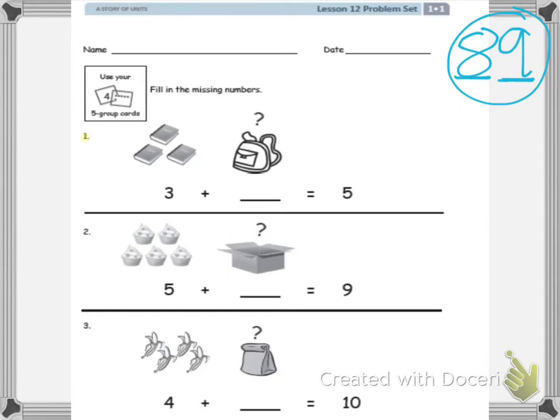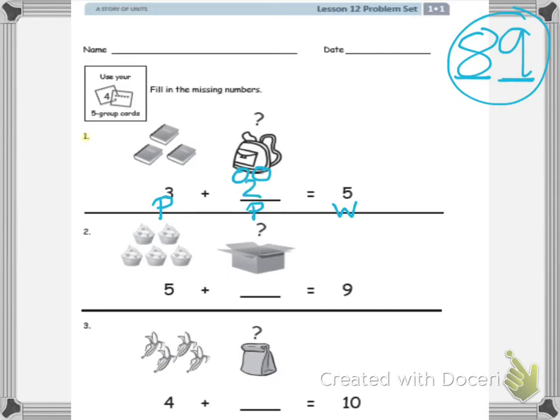Now, let's look at this. We just did problems very similar to this. There's a number sentence, and we have to figure out the mystery number. So there's 3 books, plus some that's in the backpack equals 5 altogether. Remember, it's your part, plus your other part equals your whole. So let's add more till we get to the 5. So that's 3, 4, 5. Well, how many did I have to add to that 3 to get to 5? 2. So 2 is our mystery.